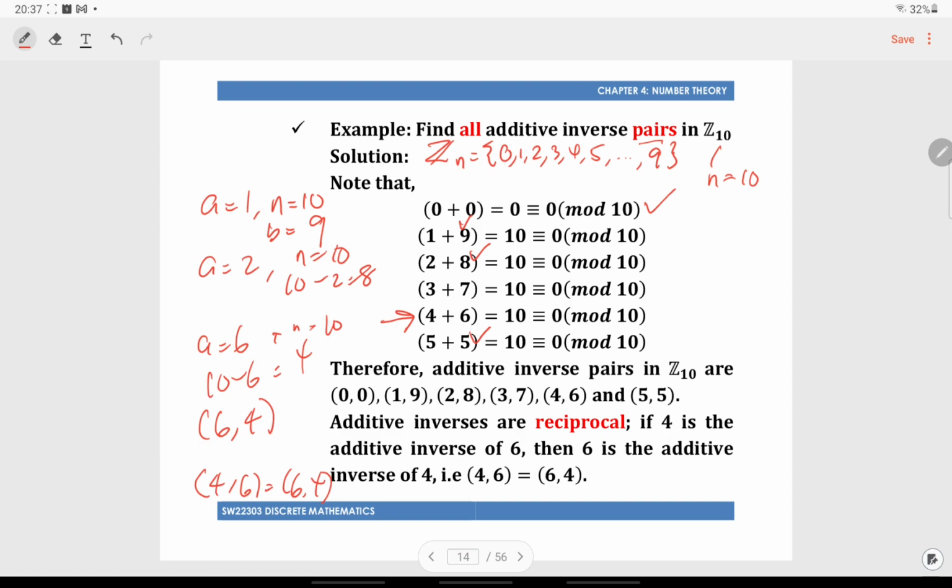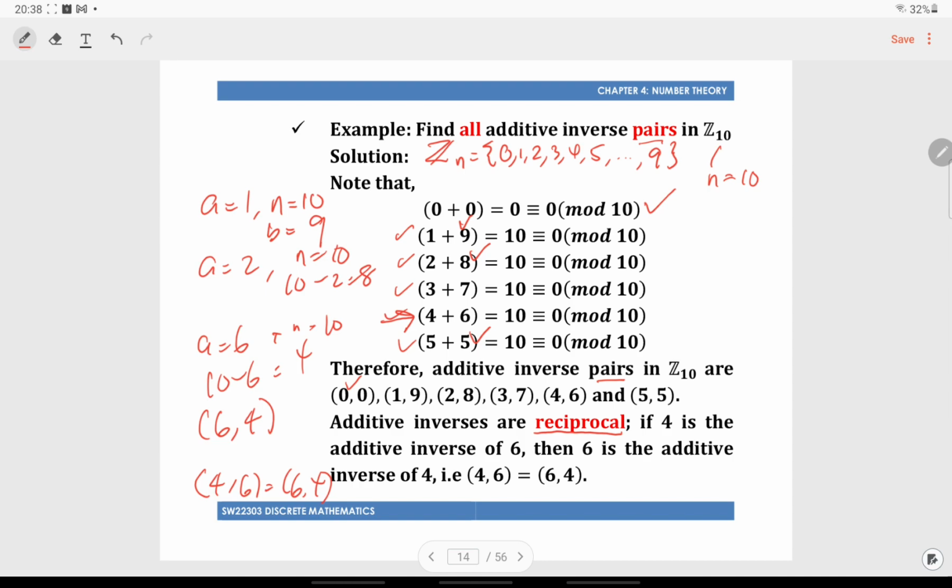Okay, it doesn't matter the position, doesn't matter the order. So (4, 6) equals (6, 4). That means we need to write this pair only once. Therefore, the additive inverse pairs in Z10 are (0, 0), (1, 9), (2, 8), (3, 7), (4, 6), and (5, 5). So these inverses are reciprocal, as I explained before.